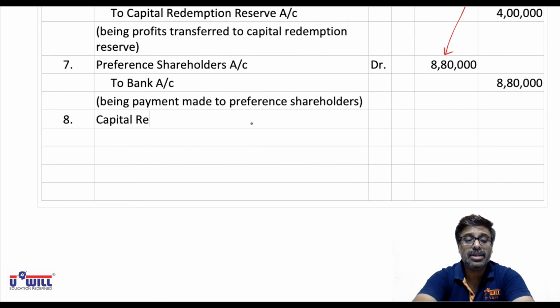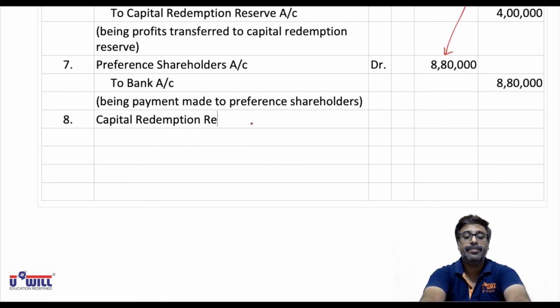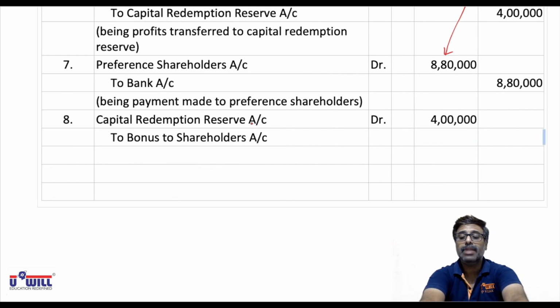Capital redemption reserve account debit. We will use 4 lakhs from that as per working note 2 to bonus to shareholders account. This we studied in unit 1. The entries for bonus shares are going to remain exactly the same, and here they will come at the end, because bonus shares can be issued only after you transfer the profits to capital redemption reserve. So these entries will come at the end.